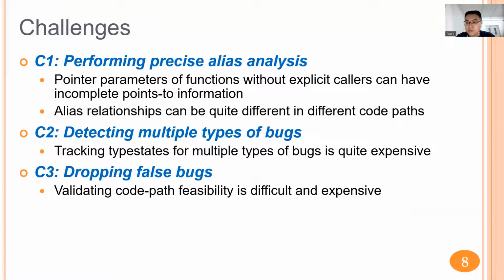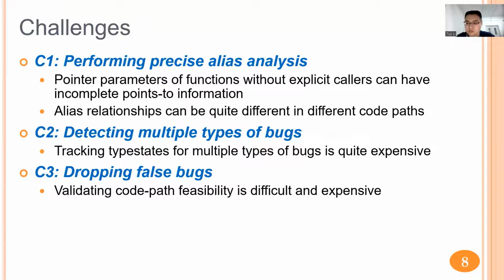According to the above analysis, there are three main challenges in detecting OS bugs. First, because of the multi-module nature of OSs, many functions are called through pointers and have no explicit caller functions, and their pointer parameters can have incomplete pointer size. Therefore, computing alias relationships of two pointers by identifying whether their pointer size have intersections can be imprecise. Moreover, alias relationships can be quite different in different code paths, and only performing flow-sensitive analysis may cause imprecise alias relationships for its code path.